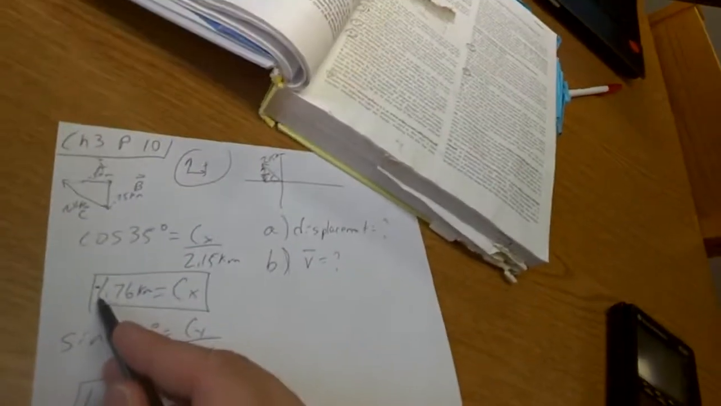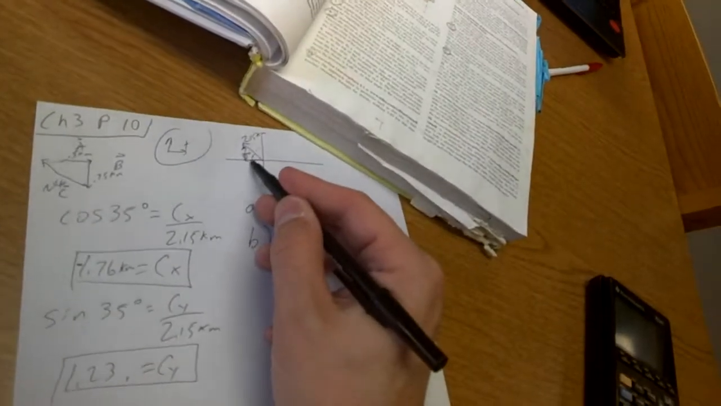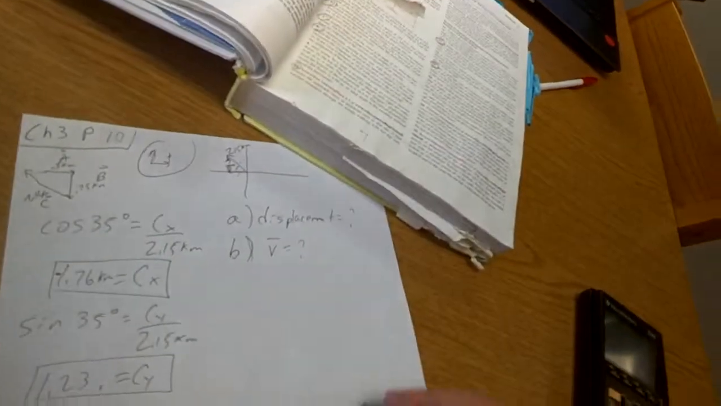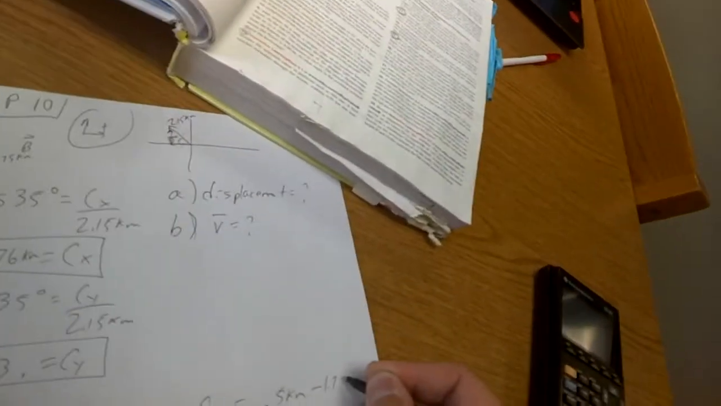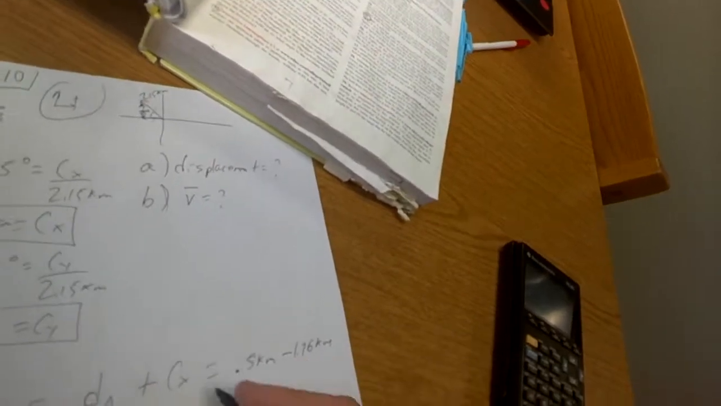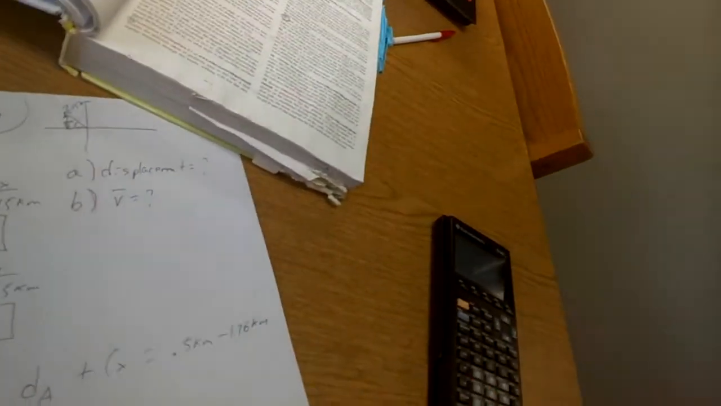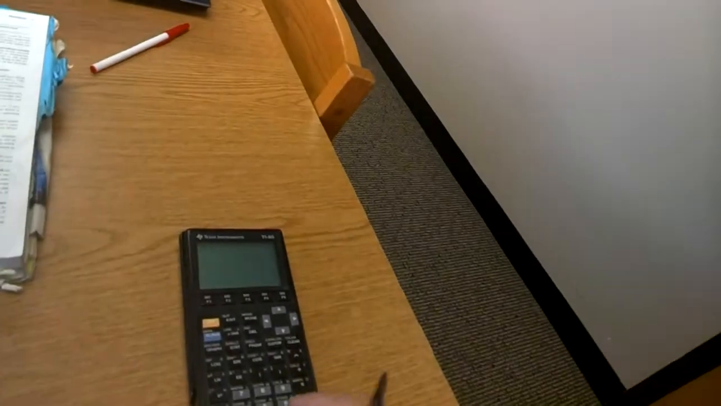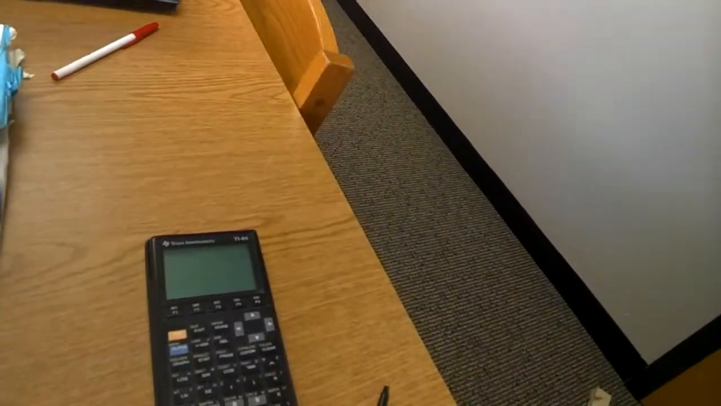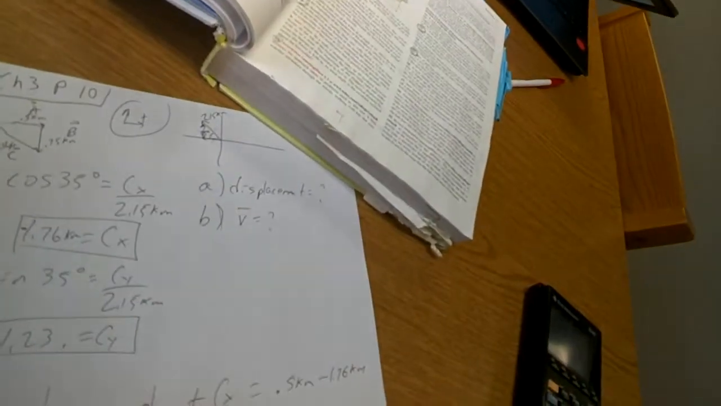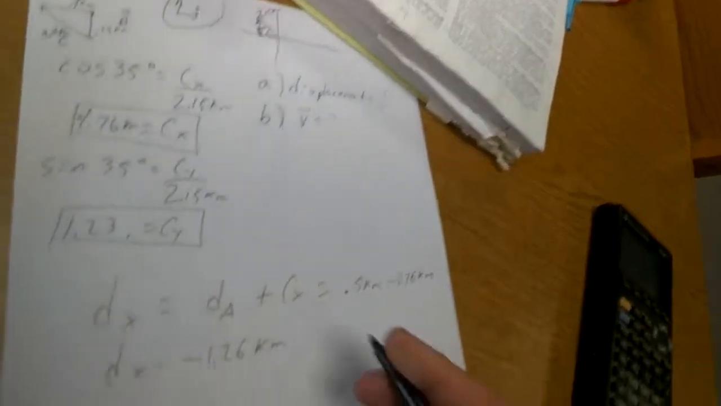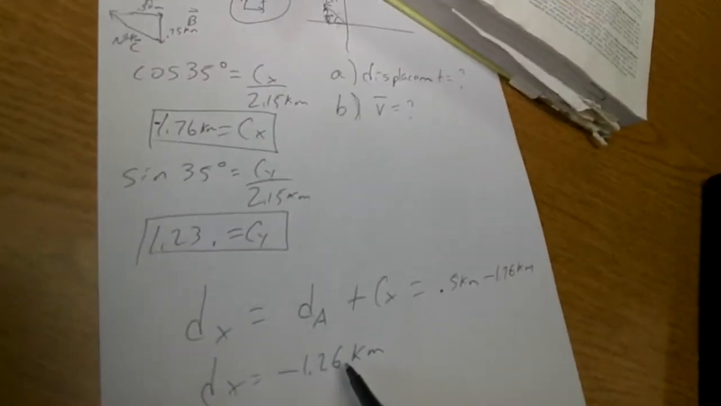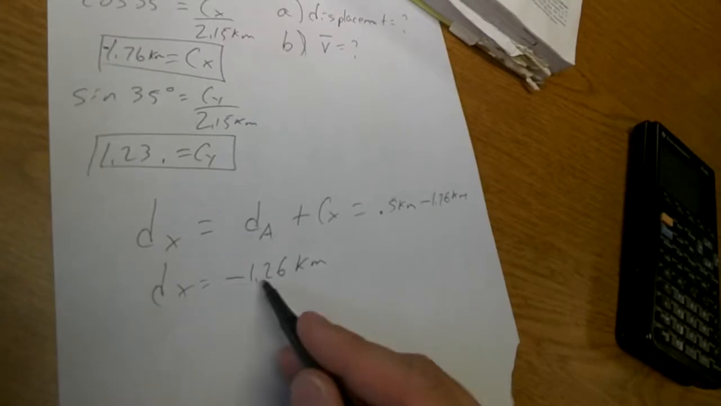And I could have added that down here, but really it's probably best to add it right here as you're calculating it. So X is to the left, so that's negative, and Y is up. So 0.5 minus 1.76 kilometers, and that will give me 0.5 minus 1.76 should be 1.26, right? Yeah, so negative 1.26 kilometers is my X component of the displacement.